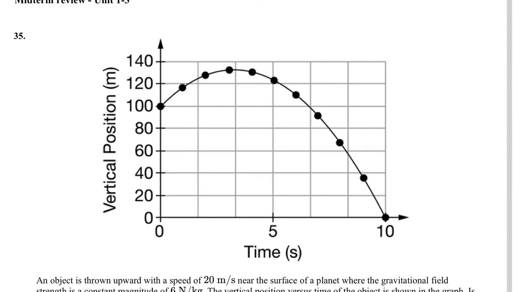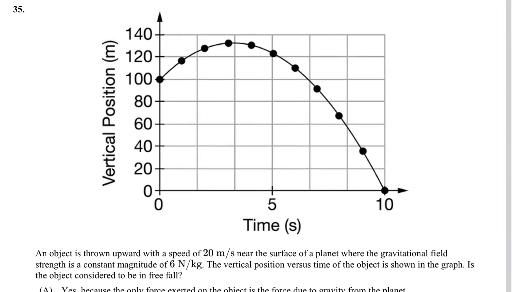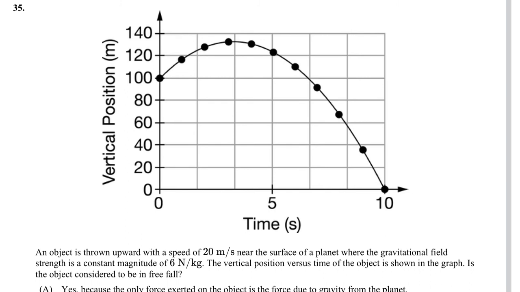Number 35, we're given a position-time graph. An object is thrown upwards with a speed of 20 meters per second near the surface of a planet, where the gravitational field strength is a constant magnitude of 6 newtons per kilogram. The vertical position versus time of the object is shown on a graph. Is the object in free fall?